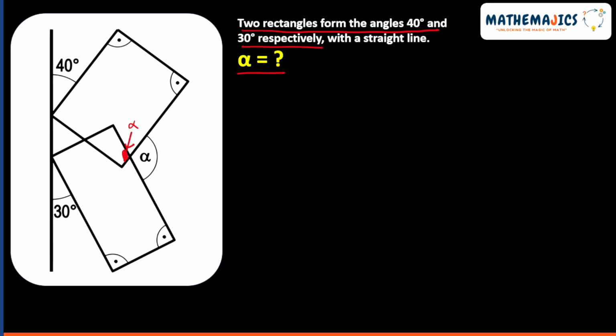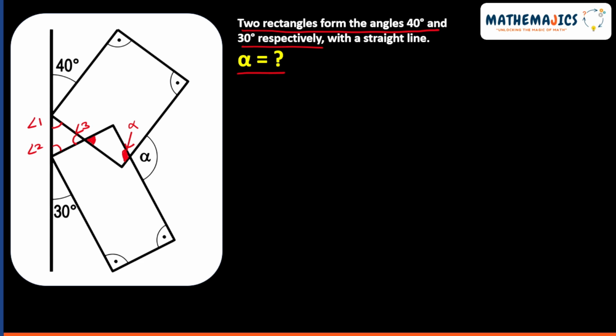Now, to solve this question, let's mark a few important angles. Let this be angle 1. Let this be angle 2. Let this be angle 3. Now, angle 3 is vertically opposite to this red angle. So these two angles will be equal to each other. We will come back to this.